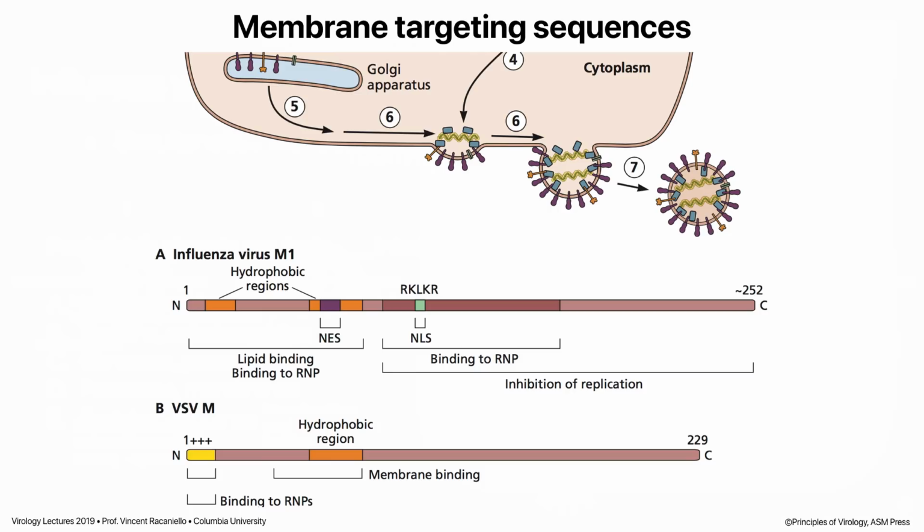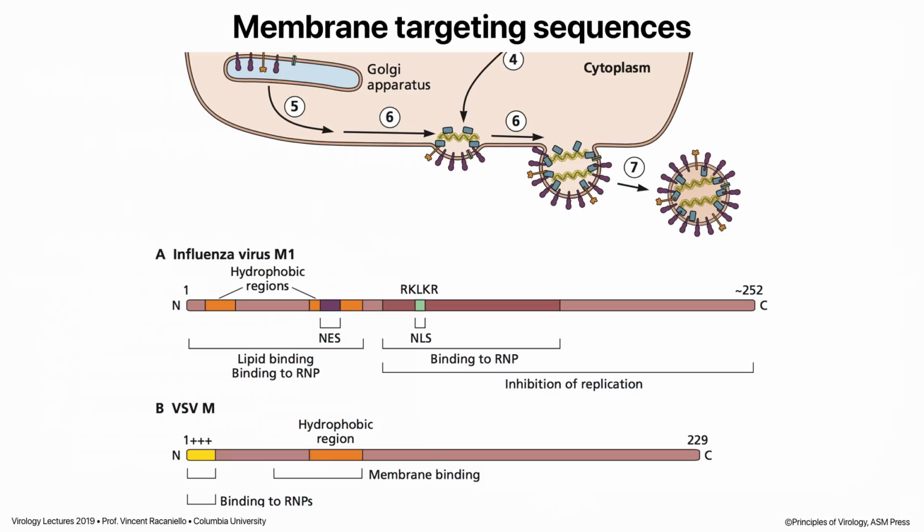Now, an important part of this budding is getting the components to the right place. For example, we know that the glycoproteins are targeted to the plasma membrane because they have signal sequences that send them from the ER through the Golgi to the plasma membrane. But what about the M1 protein? How does it know where to go? So here are 2 examples of how it knows where to go, for influenza virus and vesicular stomatitis virus. These are 2 proteins that have to make their way to the membrane. And the influenza virus M1, we just saw how it comes out of the nucleus bound to RNA and goes to the plasma membrane where the viral glycoproteins are.